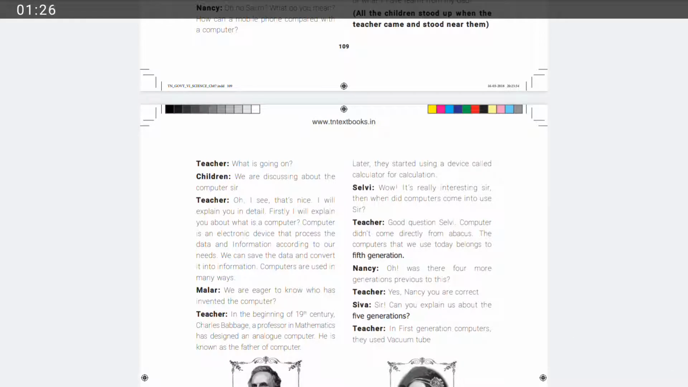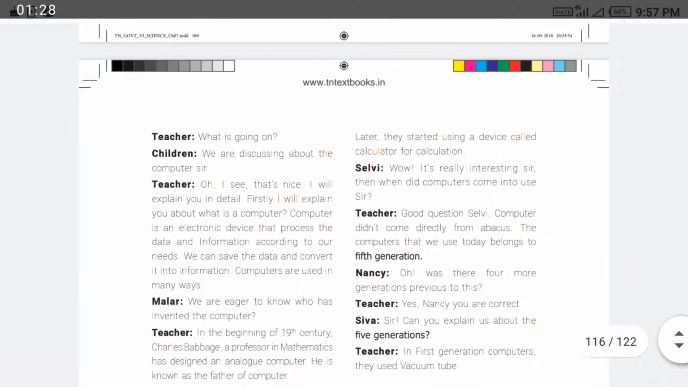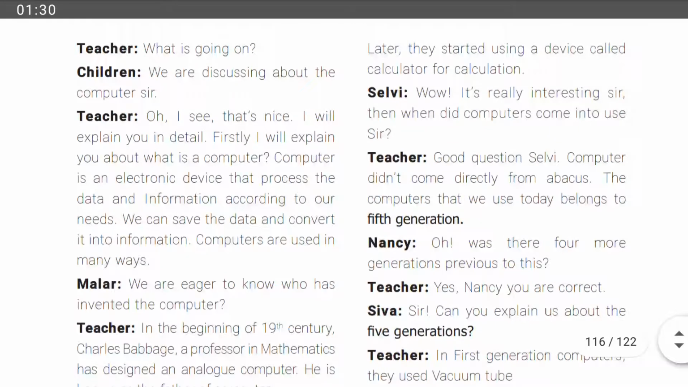First one, computer. What is a computer? A computer is an electronic device that processes the data and information according to our need. Underline the words: what is a computer? A computer is an electronic device that processes the data and the information according to our need. We can save the data and convert it into information.